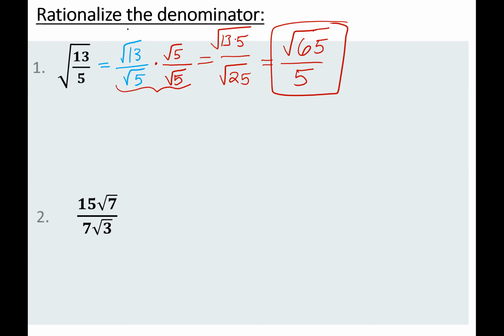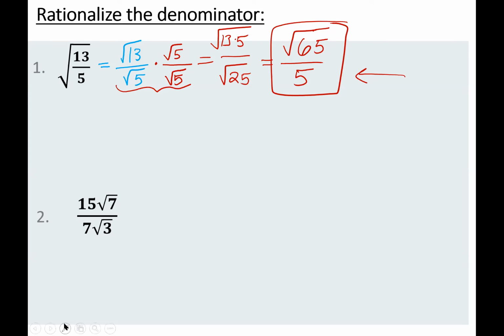We achieved the goal of rationalizing the denominator because our denominator is now 5. It's not the square root of 5 anymore. It's just 5. So again, our final answer is the square root of 65 over 5. Let's try one more in our notes here. Number 2: 15 square root of 7 over 7 square root of 3.